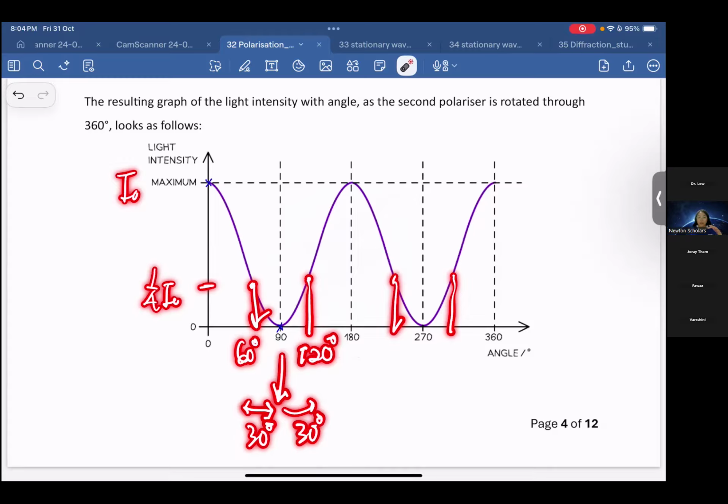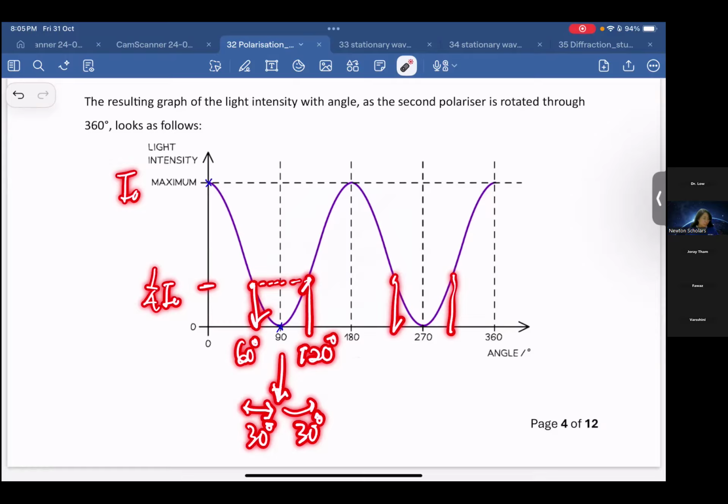IO is maximum, and I want to find what angle gives 1 over 4 IO. Then I calculate using the calculator and I found 60 degrees. But the problem is 60 degrees is not our answer, because our filter B is starting from 90 degrees. So the next one that can also give 1 over 4 is actually 120 degrees. Can you see that 60 to 90 is 30 degrees? We're trying to rotate 30 degrees, so from 90 another 30 degrees, 120. Okay?